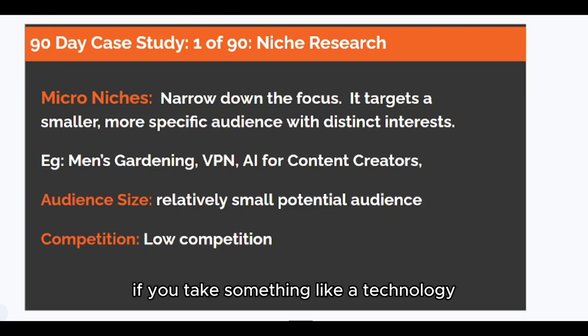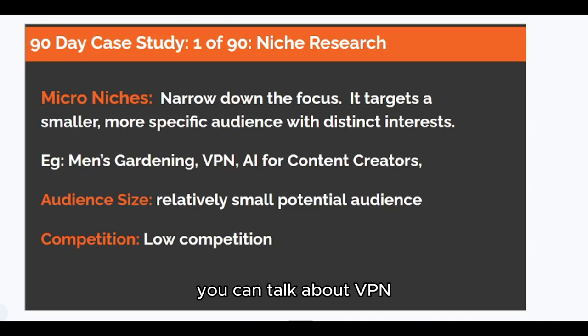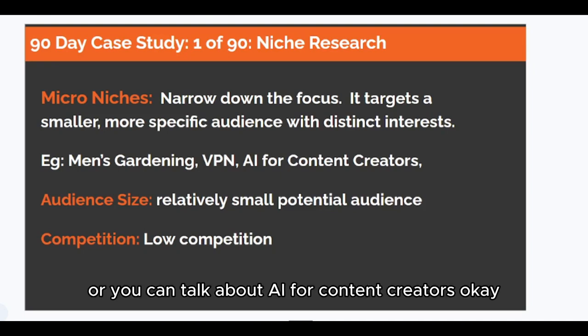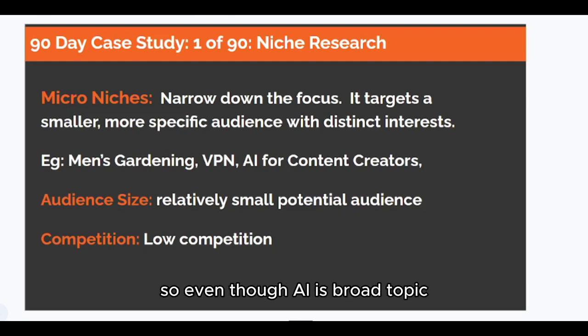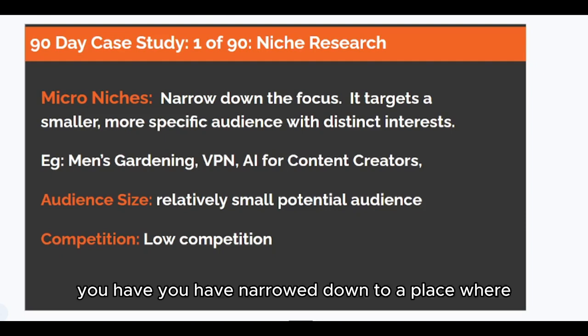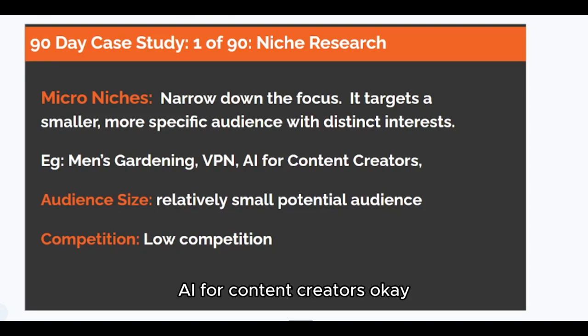If you take something like technology, you can talk about VPN, or you can talk about AI for content creators. So even though AI is a broad topic, you have narrowed down to a place where you are only going to talk about AI for content creators, content creators that use AI. So that is a niche down, or a micro niche, within the broad topic of AI.